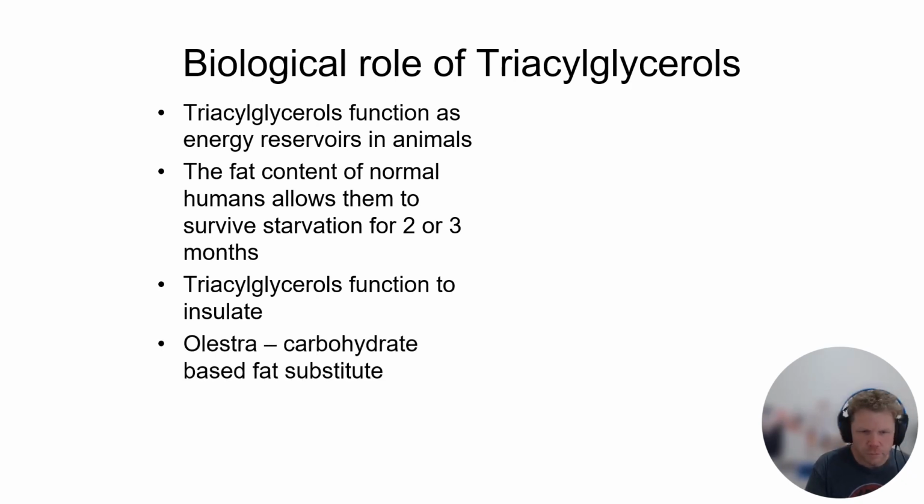And this is something that, of course, triacylglycerols and fat content and body fat content, that brings up lots of different topics and lots of different anxieties, fears, whatever. And so this is something that people want to try to work with a little bit. And back in the mid 1990s, there was a substance known as olestra, which is a carbohydrate-based fat substitute.